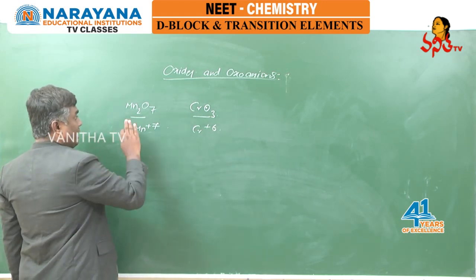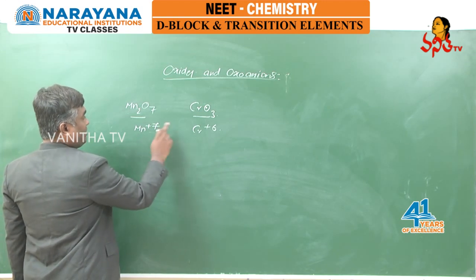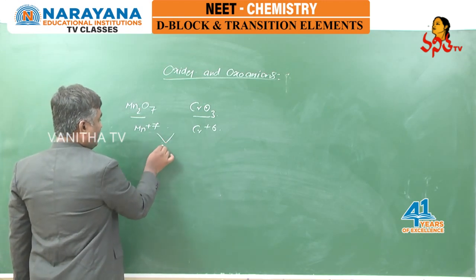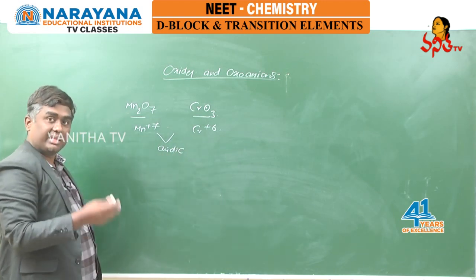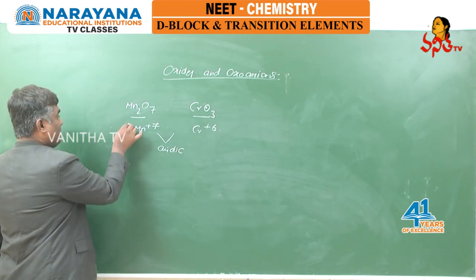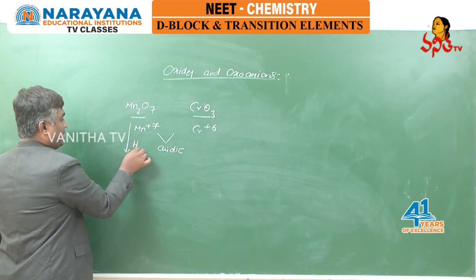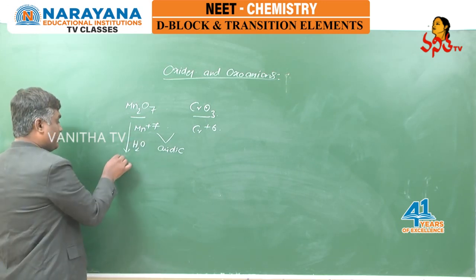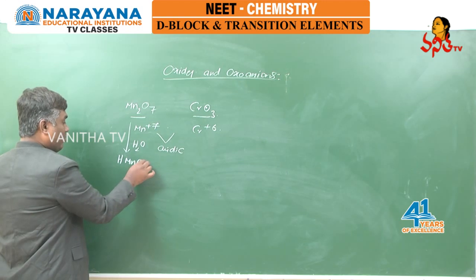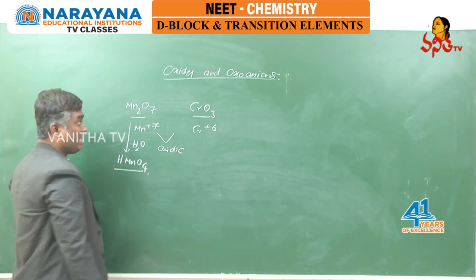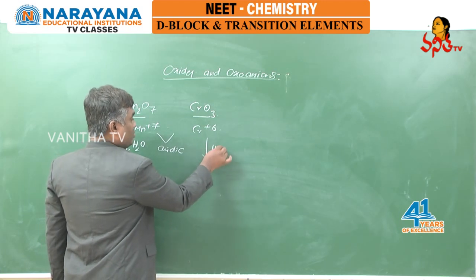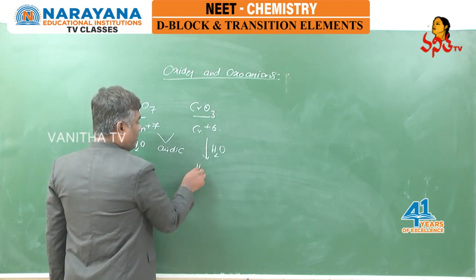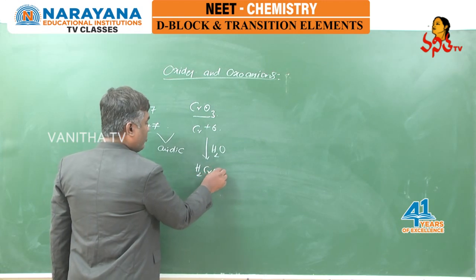I told you, in metal oxides, if the metal is exhibiting its highest oxidation state, then they will be acidic in nature. And how can you prove that they are acidic in nature? The proof is, when Mn2O7 is subjected to hydrolysis reaction, it produces HMnO4, which is an acid. At the same time, CrO3 also, when subjected to hydrolysis reaction, gives H2CrO4.